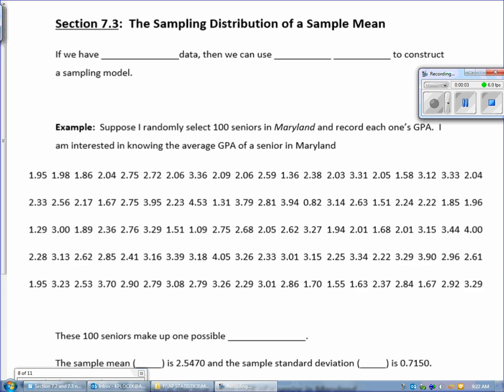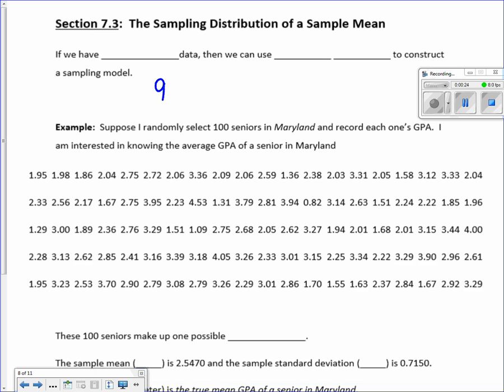Hi, and welcome to section 7.3, which is the sampling distribution of a sample mean. Last section in 7.2, we focused on the sample proportion and the sampling distribution of a sample proportion. So for this section, since we're dealing with means, we're going to deal with quantitative variables. Because quantitative variables, things that we can measure, are things we're also able to calculate an average for.